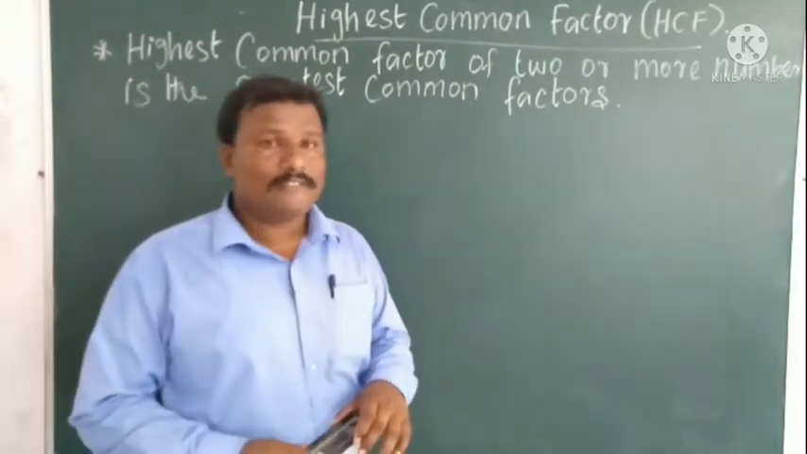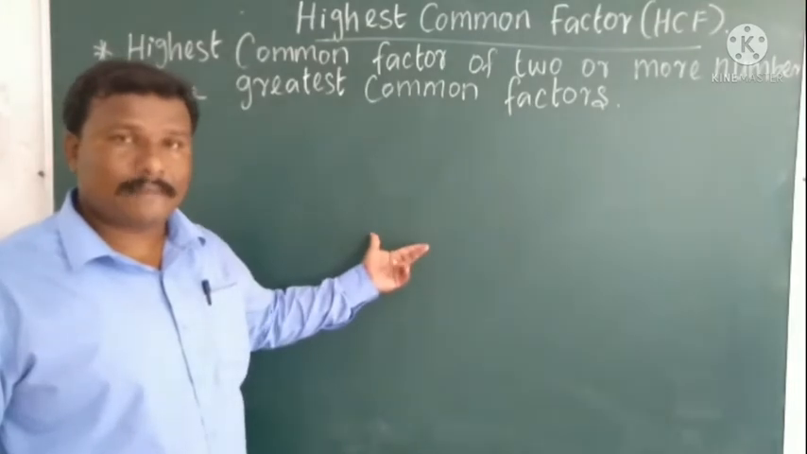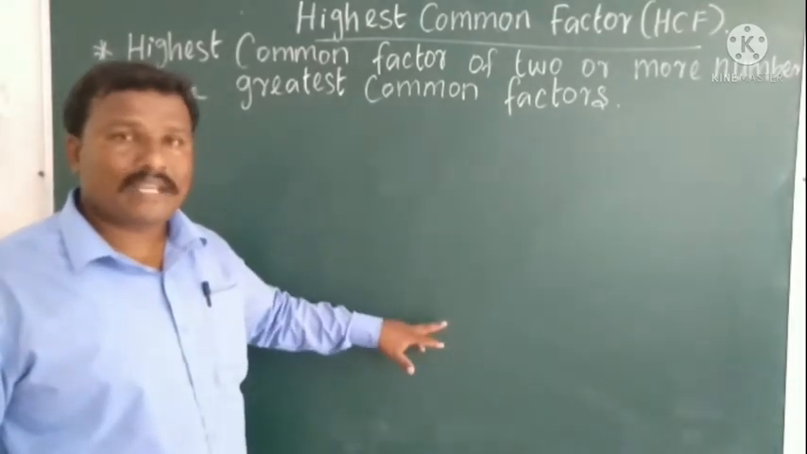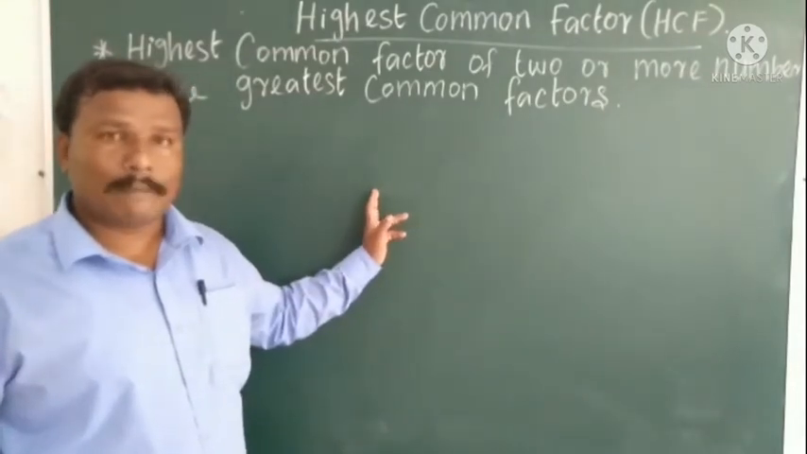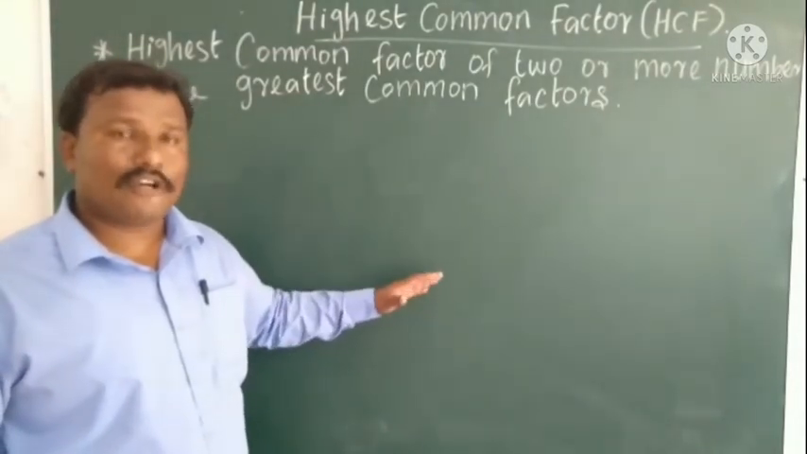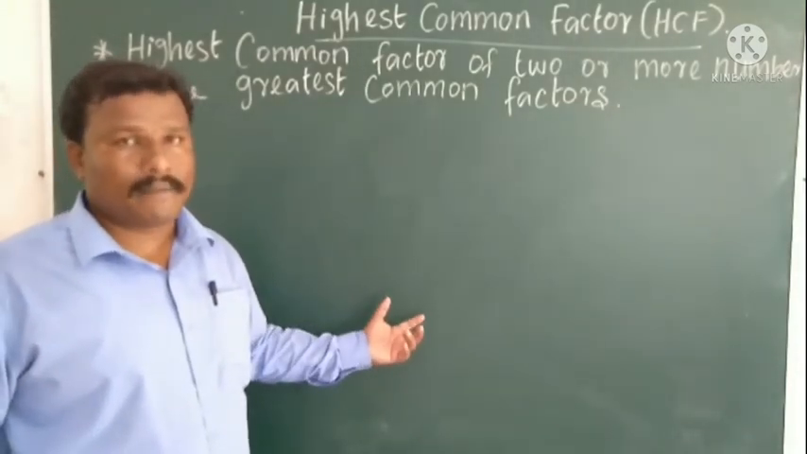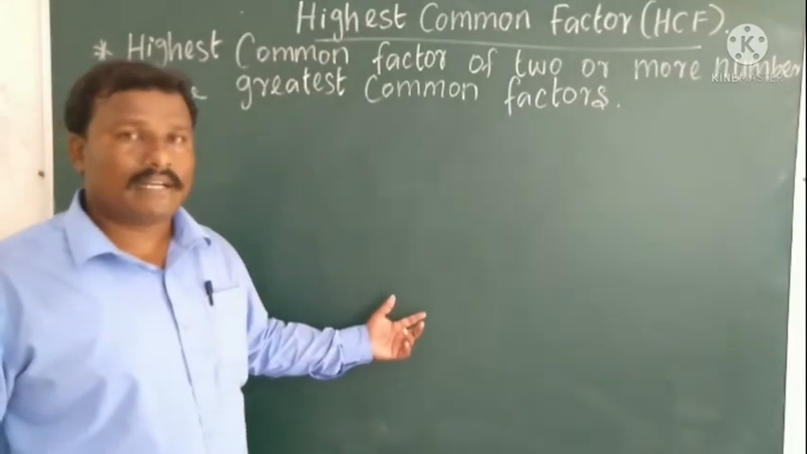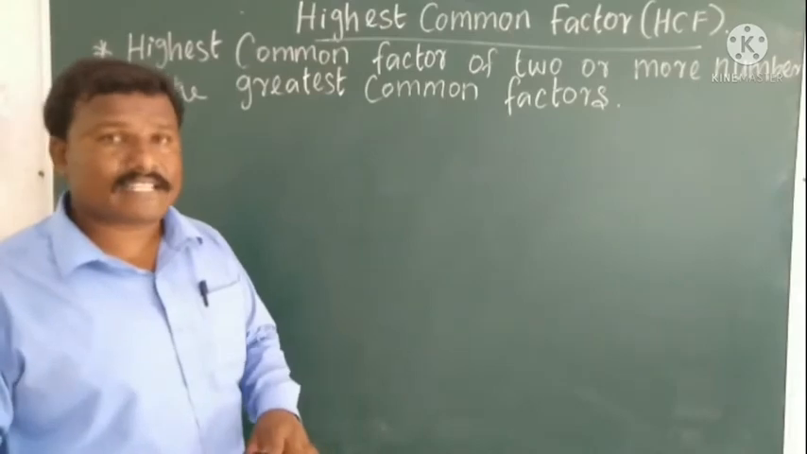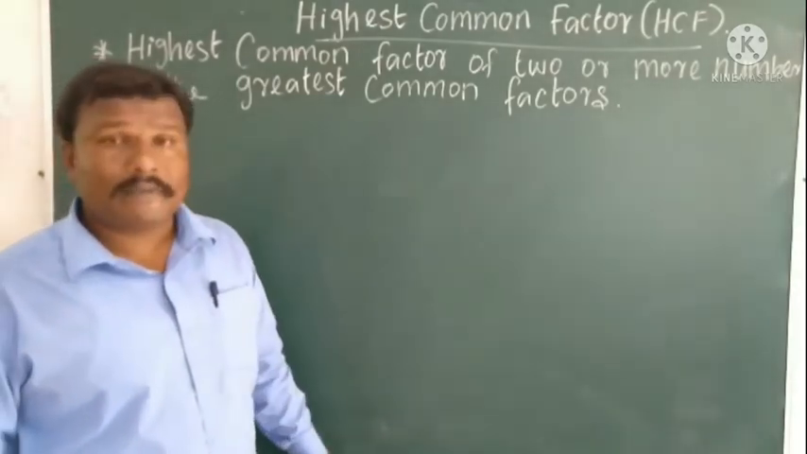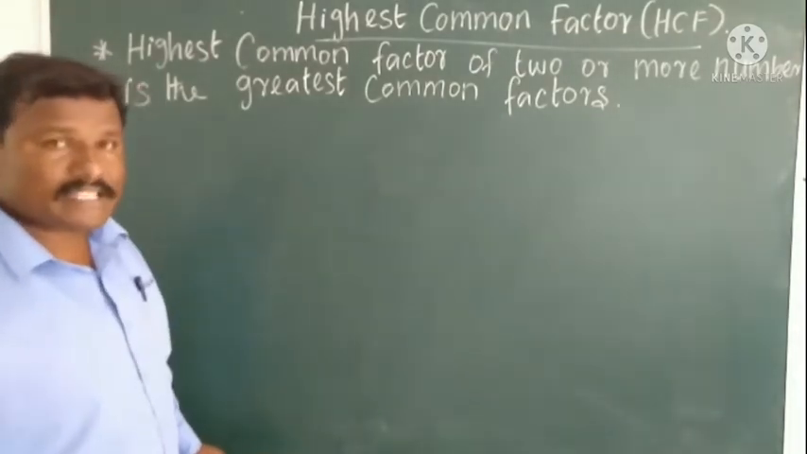So step 1, we have to find all the factors of the given numbers. Second step, we have to pull out the common factors from the factors of the two numbers. Then third step, we have to identify which is the highest factor, the biggest number, of the common factors. This is the way you can find the highest common factor. Let me take some example numbers to show how to find the highest common factor.